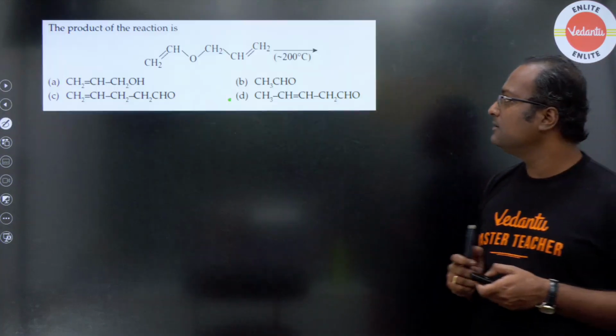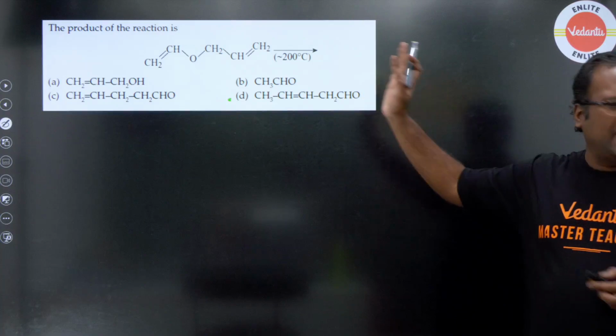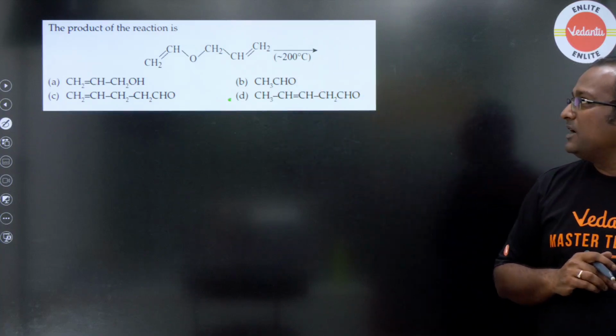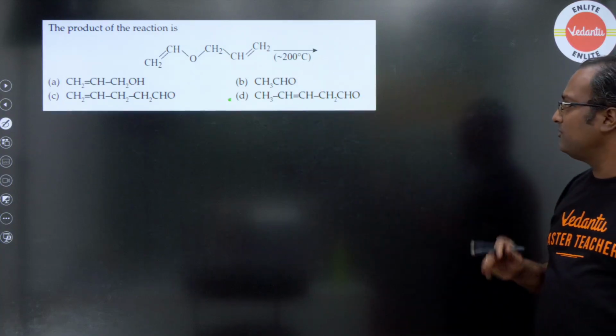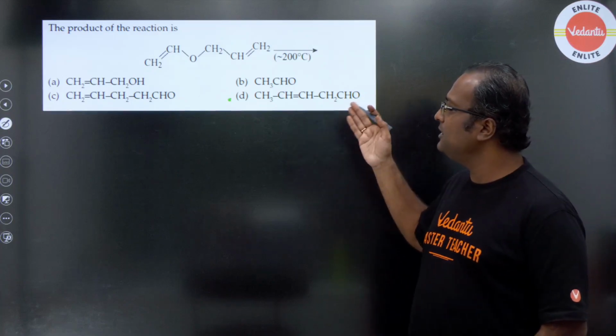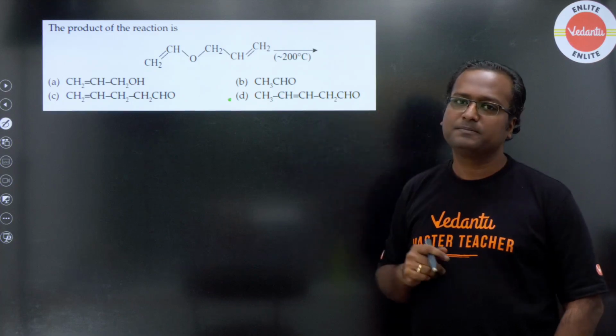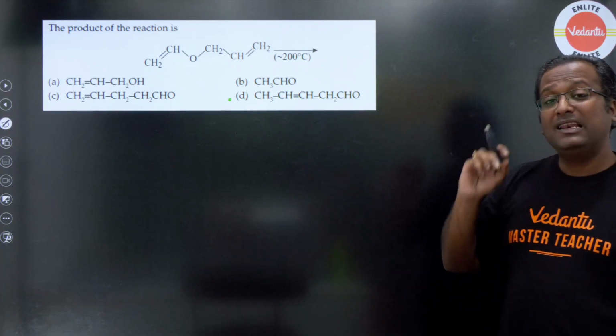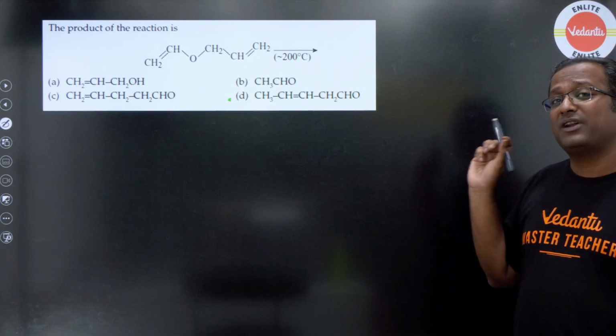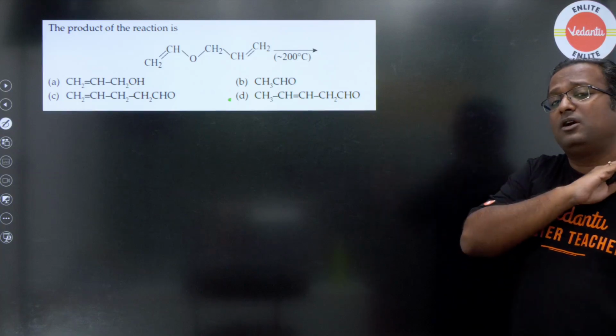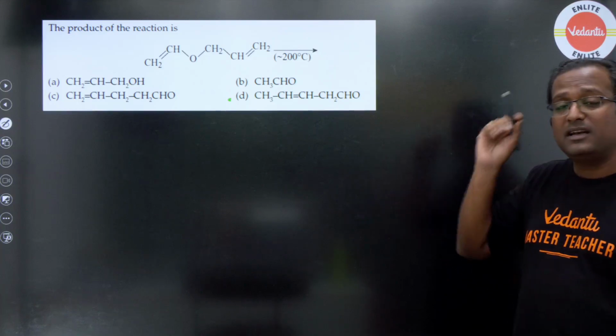Chalo, next. This is perhaps the last question of the day, guys, but a very interesting one. The reaction is just an alkene ether type system given. Heat, write the product. Goes completely over the head. Unless you are able to relate it to Claisen rearrangement, you cannot even start the question. It doesn't even click what to do.